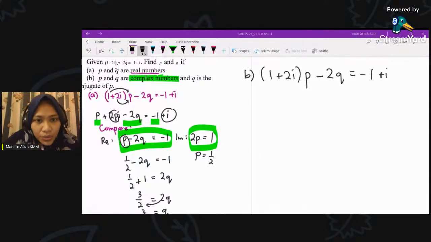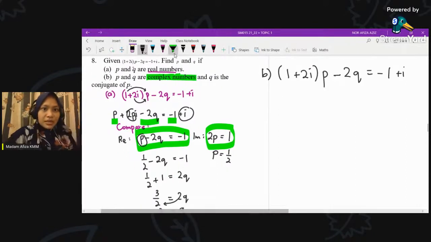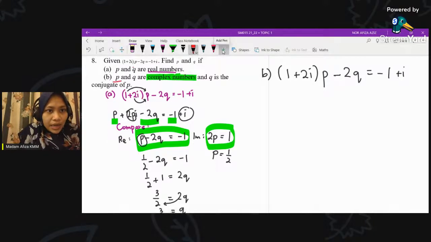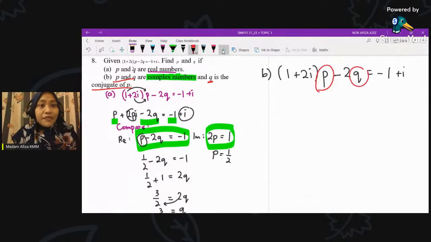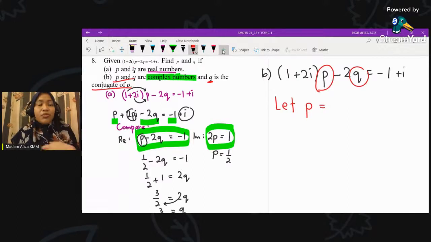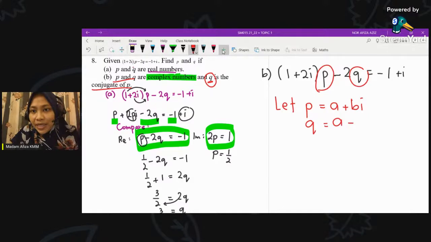Okay, if P and Q. So over here, if you read the question, you can see that P and Q are complex numbers and Q is the conjugate of P. So if P and Q are complex numbers, then the first step is you need to let P be any complex number in the form of unknowns. Let's let it be a plus bi, and given that Q is the conjugate of P, Q becomes a minus bi.